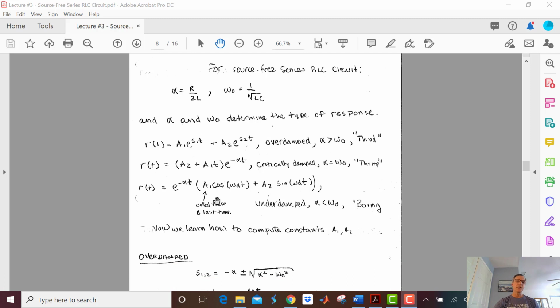Now, you'll see that in my equation here for the underdamped case, or my boing, I said that these constants, let's not call them B's anymore. Let's call them A's, because they're just constants. So now we're going to learn how to compute these constants, A1 and A2.